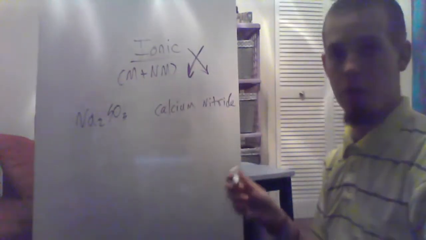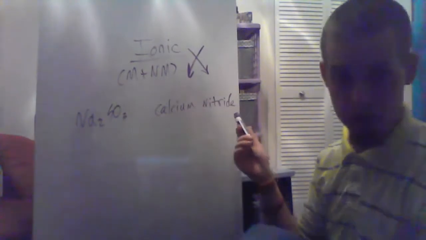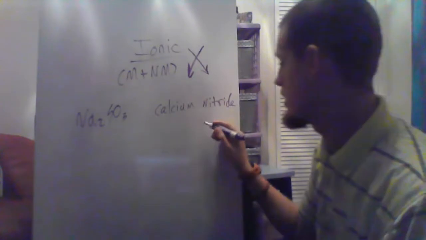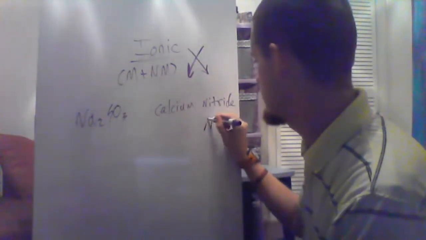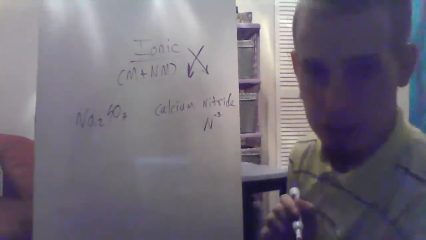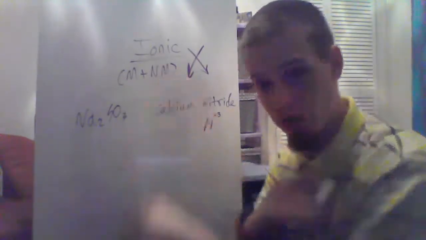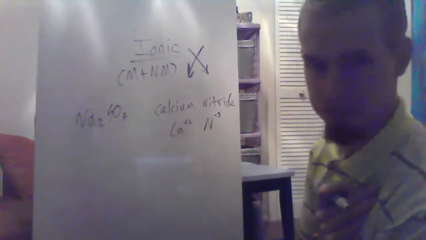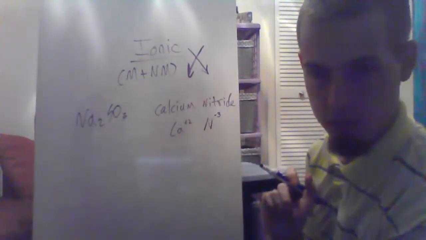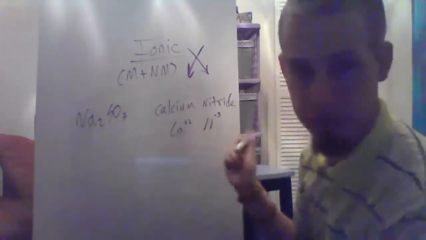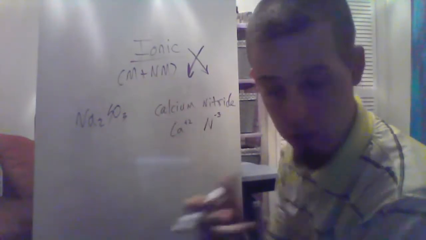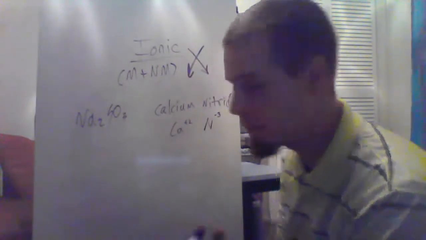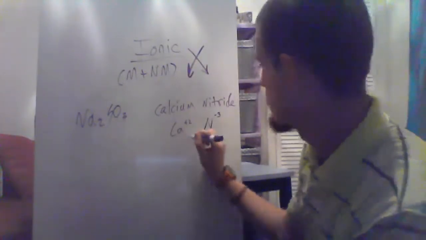Okay, first and foremost, as a reminder, elements end with "-ide." So the fact that this says nitride means that this thing is definitely going to be nitrogen. And we know nitrogen has a -3 charge. That's going to help us with that crisscross. Calcium is Ca, it's a +2. Again, I know that because you guys know that too. And if you don't know, you have a periodic table where you should have that information. This guy, crisscross it.